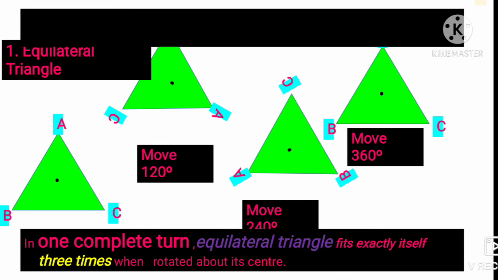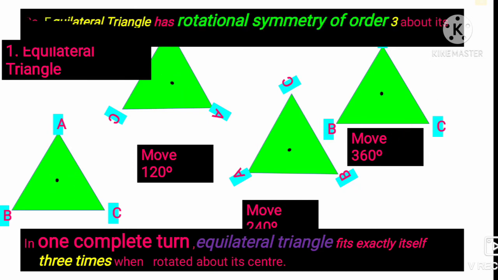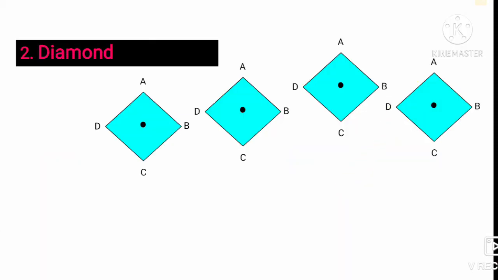In one complete turn, the equilateral triangle fits exactly itself 3 times when rotated about the center. This is the center. So, the equilateral triangle has rotational symmetry of order 3 about its center. We call it rotational symmetry of order 3. Very well. Now, let's take a look.